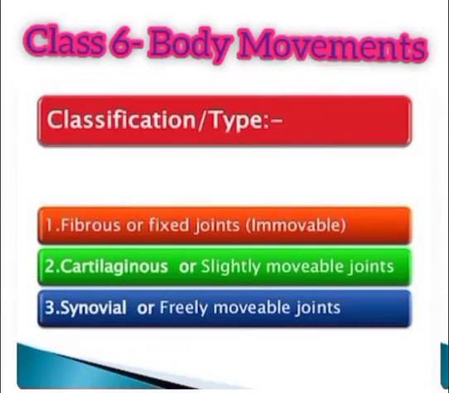Now, the second type of joints are the cartilaginous or slightly movable joints. So, limited movements are allowed in these kinds of joints, and bones are joined by cartilages. These types of joints are found in the vertebral column. So we can bend these bones which are joined with cartilaginous joints, but not very freely.